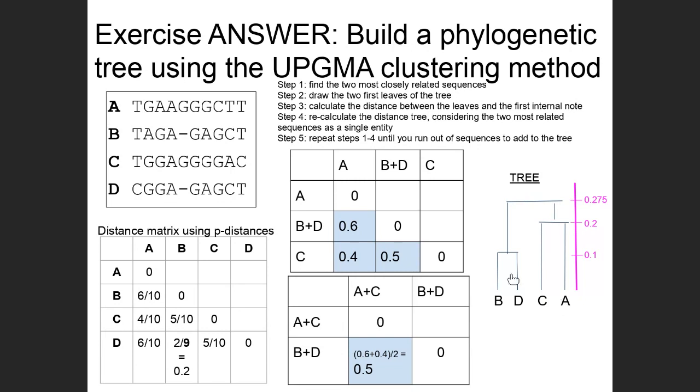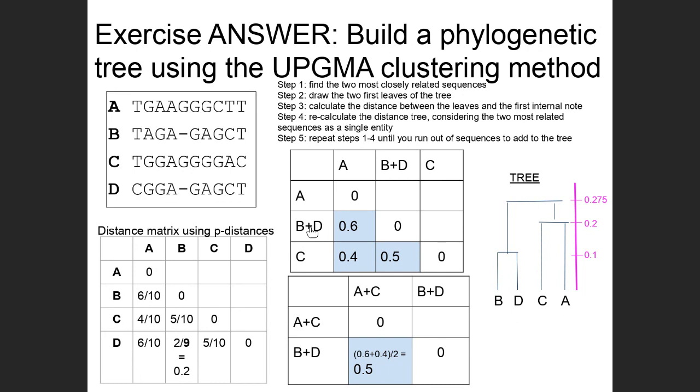And so B and D are my smallest number, so that my distance was 0.2. So I put B and D in that node. And then I build a tree again, and B and D are together. And I compare what's the distance between B and D and A.